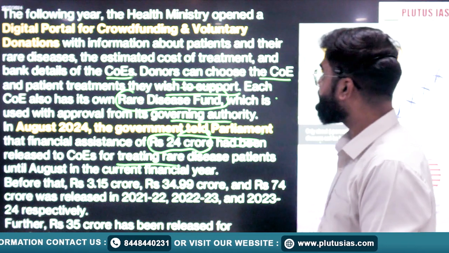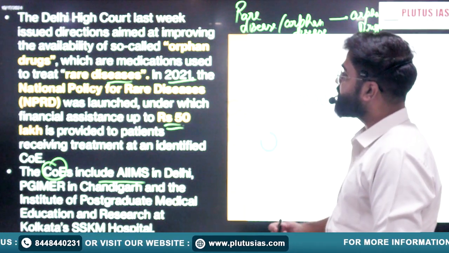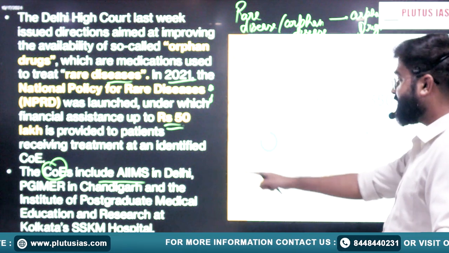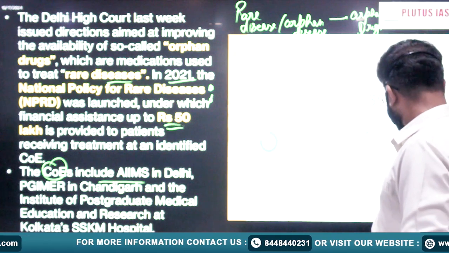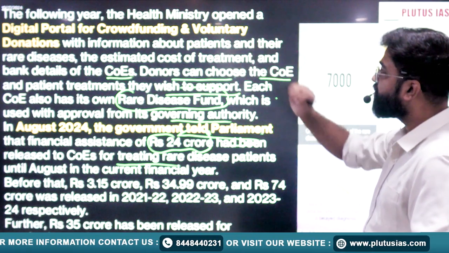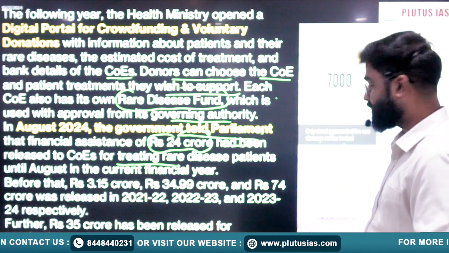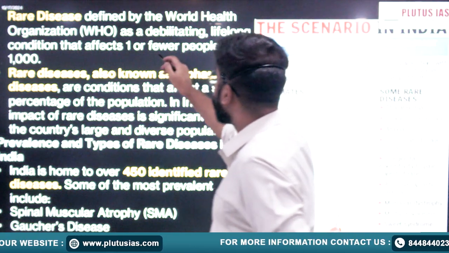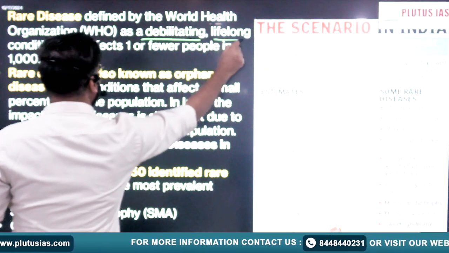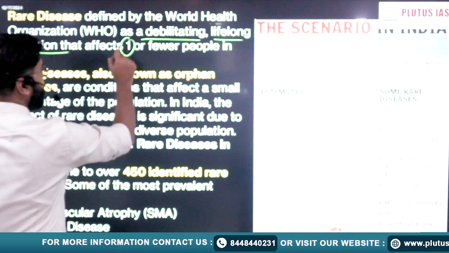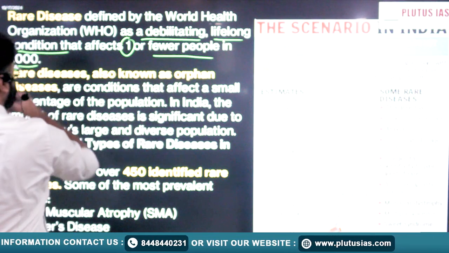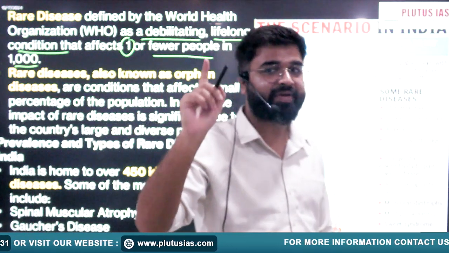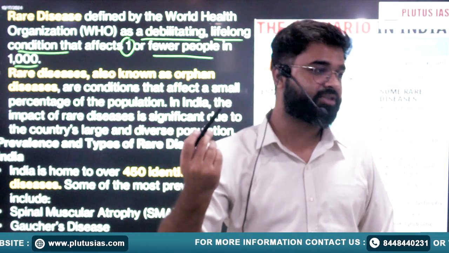That is why we have a dedicated policy, which is the National Policy for Rare Diseases. One, second, centers of excellence to treat that disease. And third, a digital portal for crowdfunding and voluntary donation. Is it okay? Next, rare disease hota kya hai? WHO gave the definition: a debilitating lifelong condition that affects one or fewer people out of 1,000 people. 1,000 logo mein se sirf ek vyakti ko hone wali disease ko rare disease bola hai.